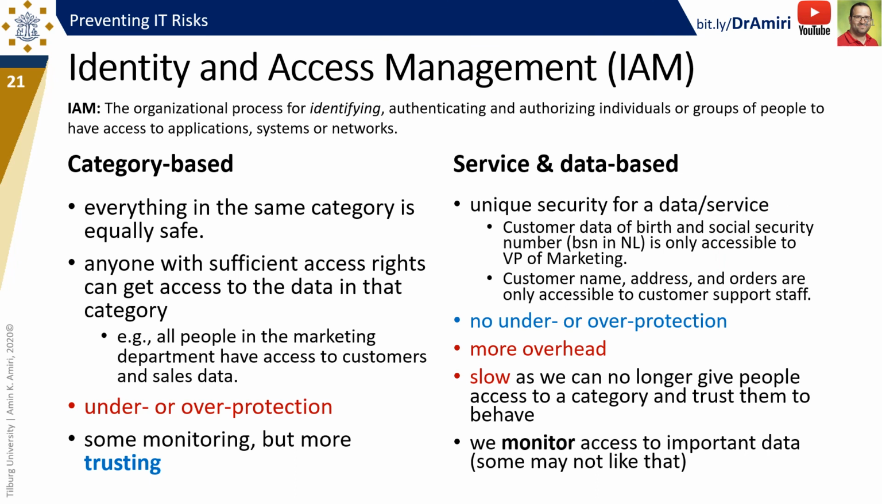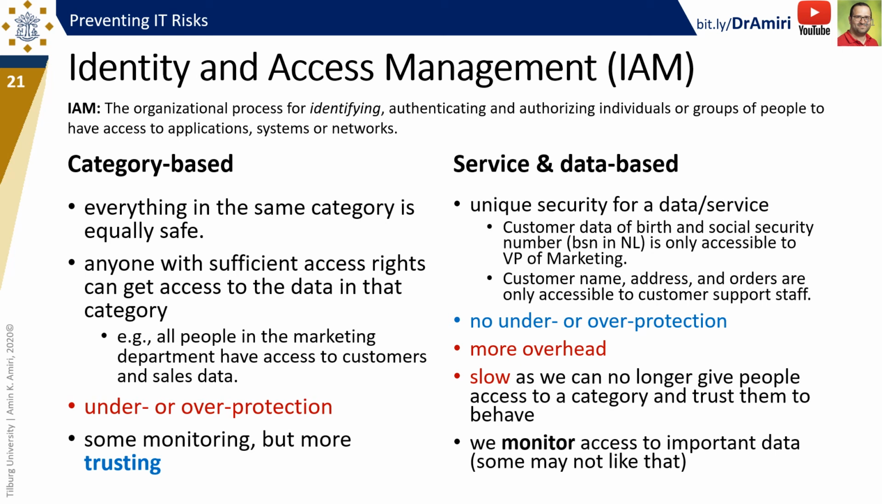Another interesting part of this chapter was identity and access management, which is the process for identifying, authenticating, and authorizing individuals or groups of people to have access to application systems and networks. So Jim Barton suggested two different ways of doing that.